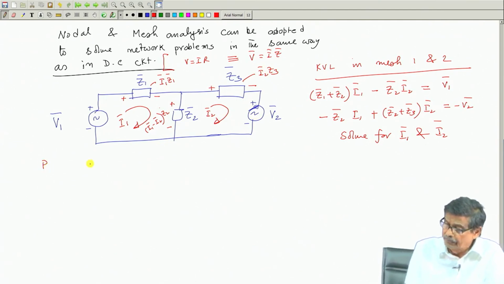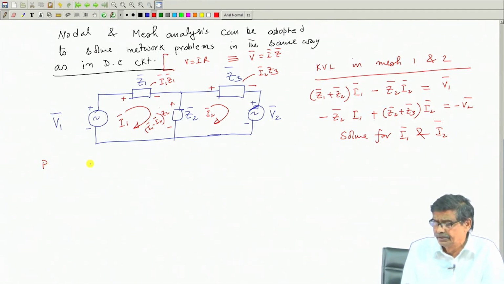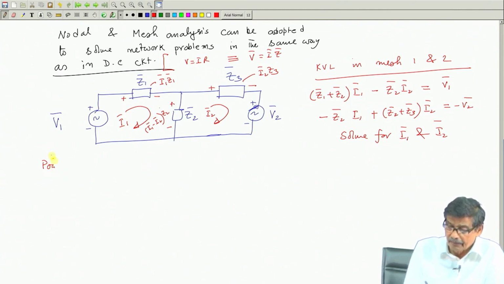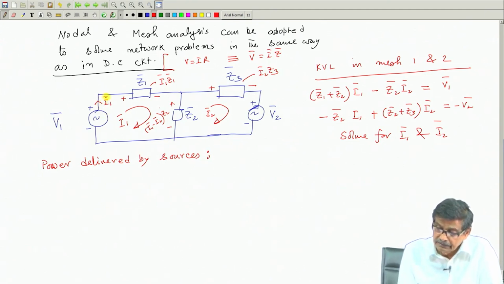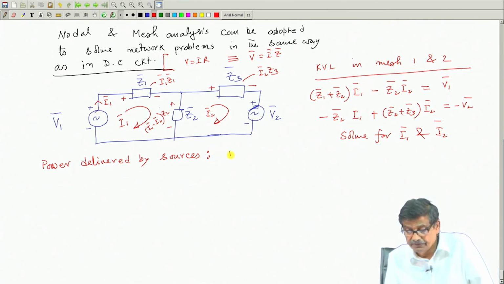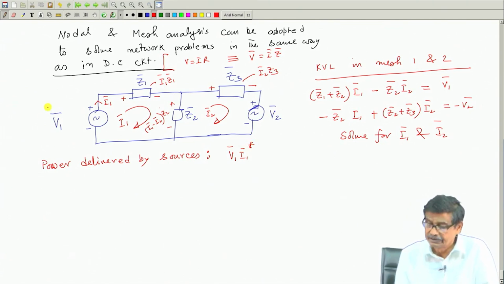Power, knowing the direction of the currents and polarity of the voltage, I say that power delivered by the sources, this one really delivers, okay, V1 I1 star. This is what I will write.